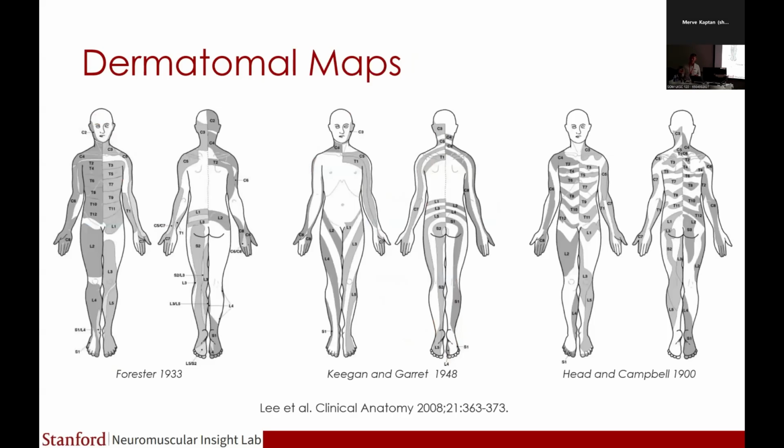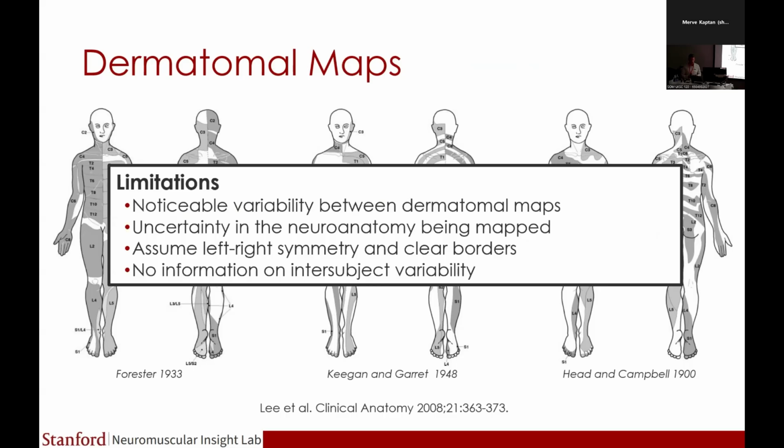That said, if you look back historically, there's a lot of variability in these dermatomal maps. In general, dermatomal maps are very helpful clinically to try to identify nerve root pathology, but there are some limitations. There's variability between them. It's uncertain sometimes what neuroanatomy is being mapped. Is it the nerve root? Is it the dorsal root ganglion? Is it the ventral or dorsal rootlets? Or is it this concept of spinal cord segment? They always assume left-right symmetry. They always show very clear boundaries between these dermatomes, which I don't believe are true, but it's the best that we are able to do right now.